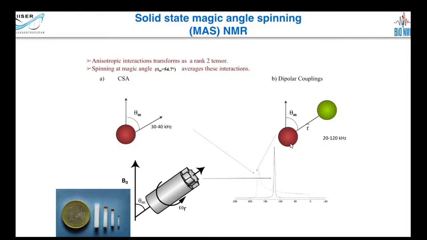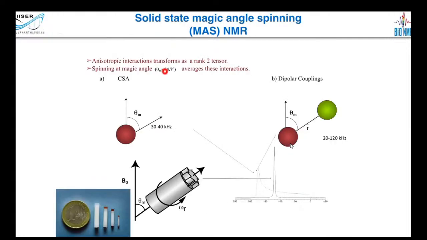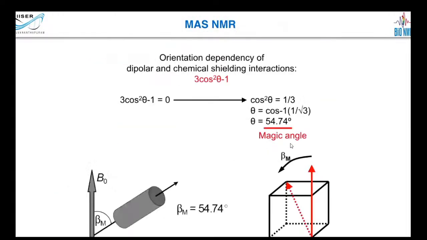Now, why is it magic? We will come to that. Okay. Now, the orientation dependence, I told you, it depends on a second order rank 2 tensor. And rank 2 tensor is 3 cos square theta minus 1 dependence. And when does this go to 0? 3 cos square theta minus 1 goes to 0 if your theta is 54.74 degree. This is a magic angle.